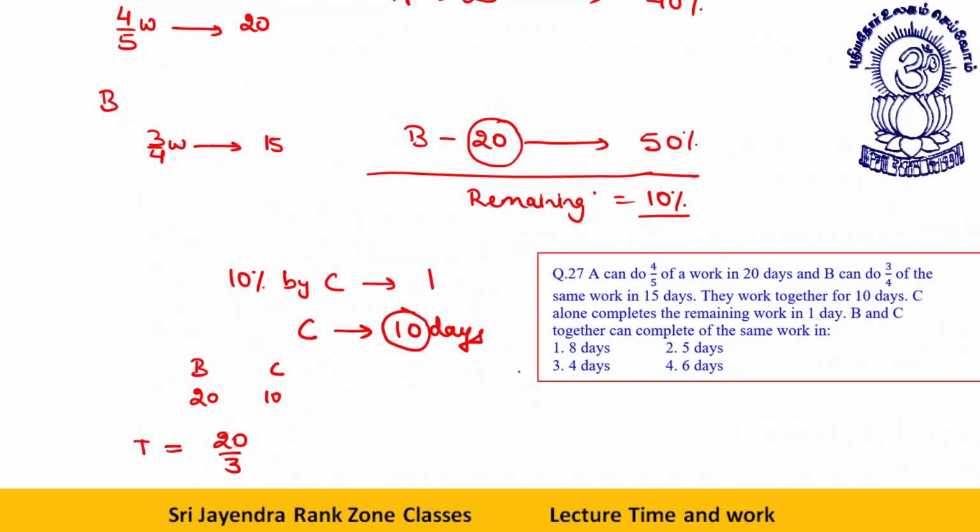4 by 5 work in 20 days, that means full work in 25 days, correct. We can do 3/4 of the same work in 15 days, so one full work will be done in 20 days. In 10 days he will do half, A in 10 days will do 40%, remaining work is 10%, correct. This is done by C, who completes the remaining work in 1 day. This is all correct. Options are wrong, my dear students. Okay. B and C can complete the same work in how many days? 20 by 3 days. This is the correct answer. Okay.